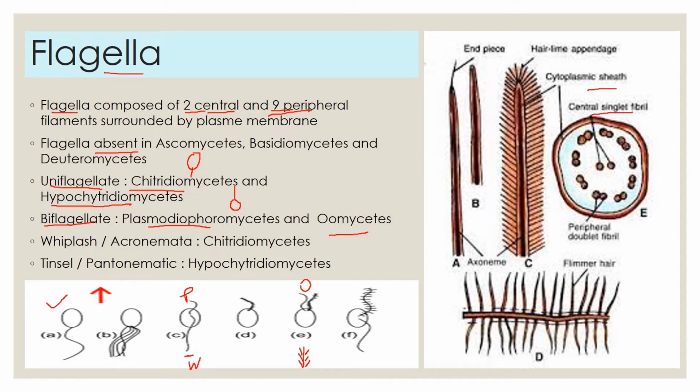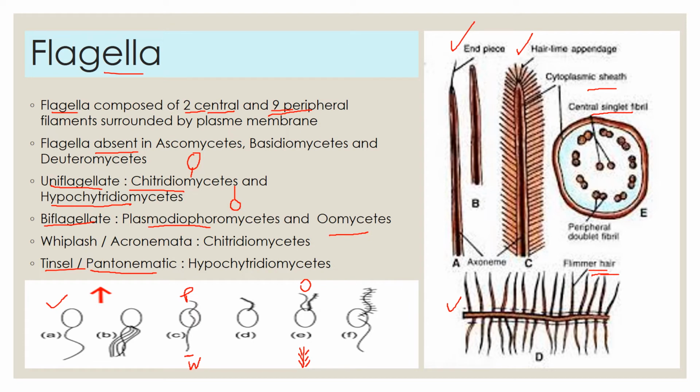In this example of tinsel, we see that there are two layers of hairs here. The tinsel flagellum is also called pantonematic, and it has two layers of these hairs, and these hairs are also called mastigonemes. This is the example of tinsel. This is the example of whiplash.